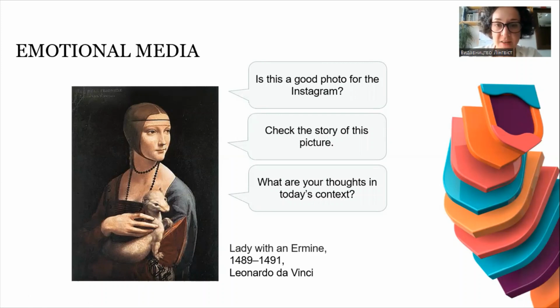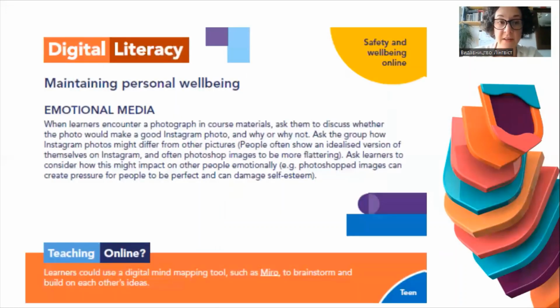Like, what was the illusion of social life in medieval times, and what is the illusion of social life these days? This will give your students a hint that, okay, life is a little bit more complicated than just a picture on Instagram. So this activity is called emotional media. When learners encounter a photograph in course materials, ask them to discuss whether the photo would make a good Instagram photo. Why not? Ask the group how Instagram photos might differ from other pictures.